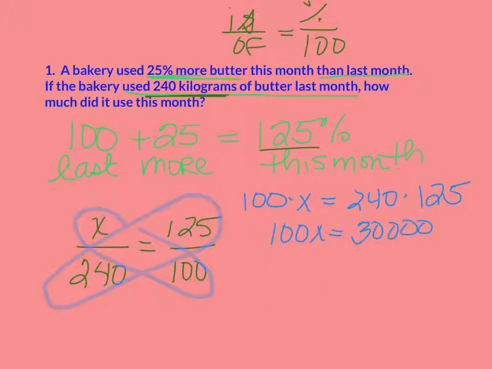And then I always ask myself, what is the opposite of multiplying times 100? Because that's what's being done here. The opposite of multiplying, of course, is dividing by 100. Whatever I do to one side, I do to the other. These two cancel. I'm left with x equals 300, and that's kilograms of butter. There you go.